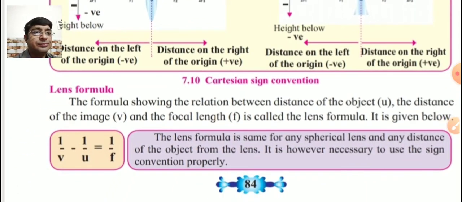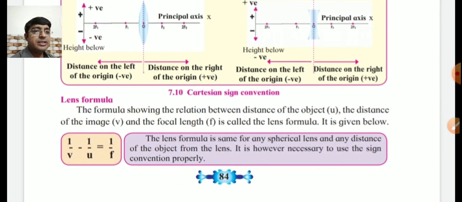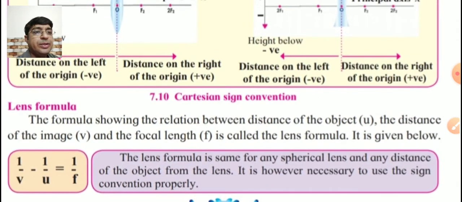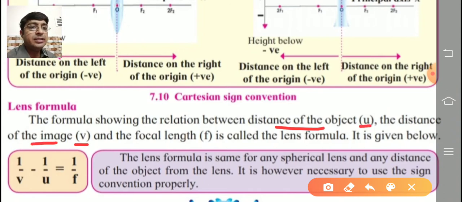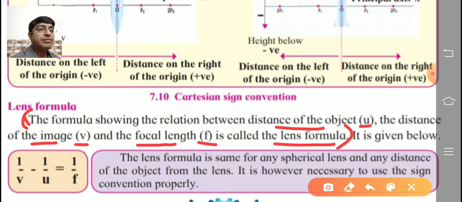Next, lens formula. What is lens formula? And write down the meaning of the terms. The formula showing the relation between distance of the object indicated as a letter u, distance of the image indicated by the letter v, and the focal length, that is small f, is called as lens formula. Now that is a definition is given. So what is lens formula? Define lens formula. So answer is given here.